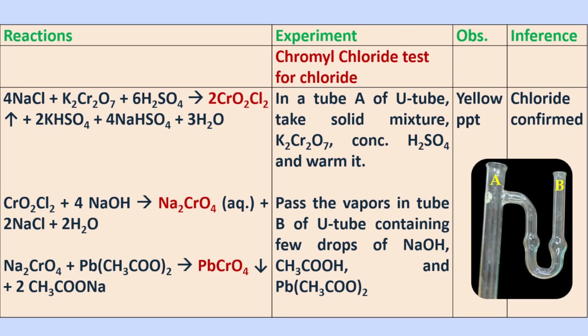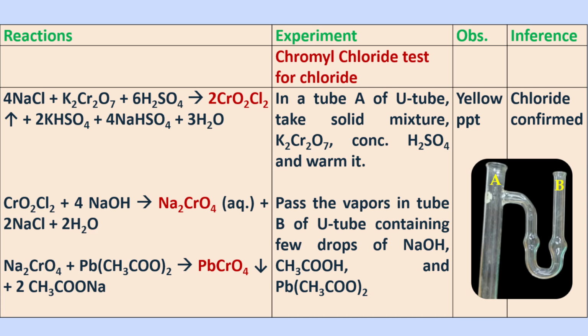Chromyl chloride test for the confirmation of chloride ions. Take a small pinch of an unknown solid mixture and a small amount of potassium dichromate. Place them in tube A of the U tube. In tube B, add a few drops of sodium hydroxide, acetic acid and lead acetate. Carefully add a few drops of concentrated sulfuric acid to tube A and immediately cover the mouth of tube A and slowly warm it.